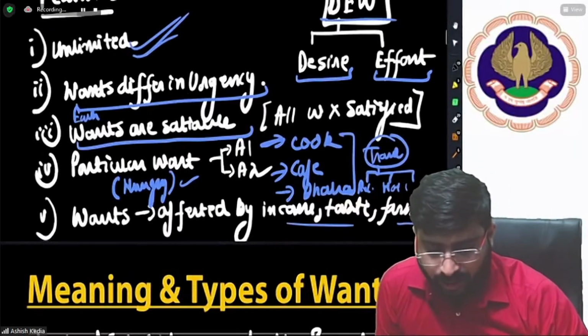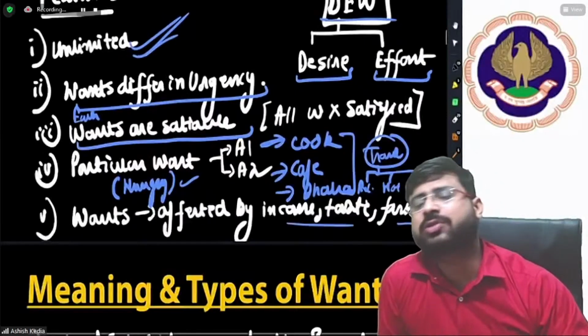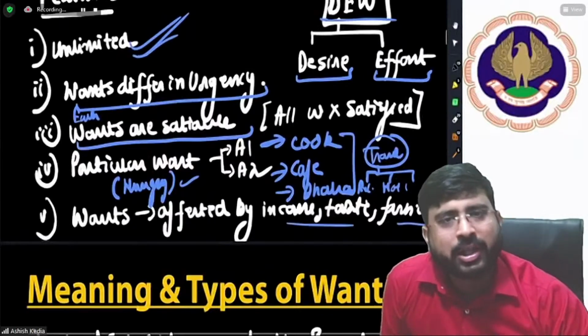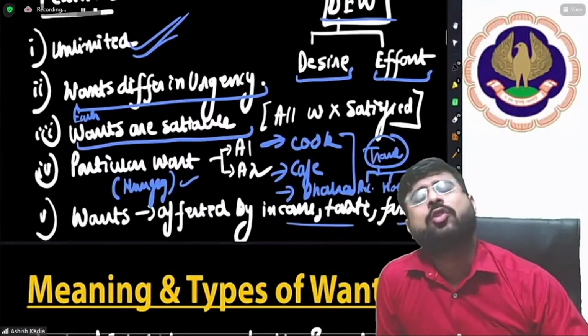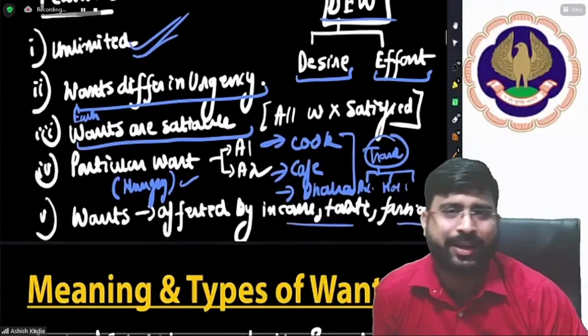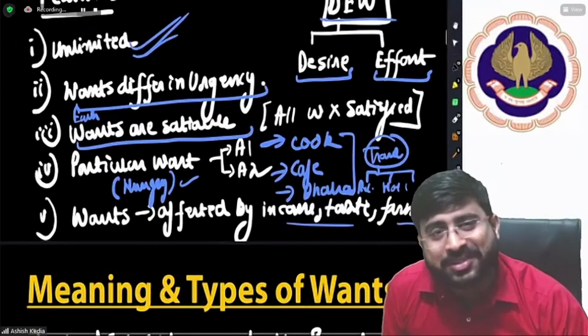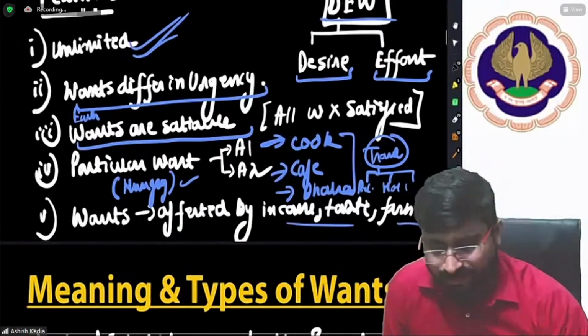Wants are affected by income, taste, and fashion. So suppose your income is high, then you will want to travel in a luxury car. You will not, on a regular basis, want to travel via a bus because your income is high. So it depends on income, right?